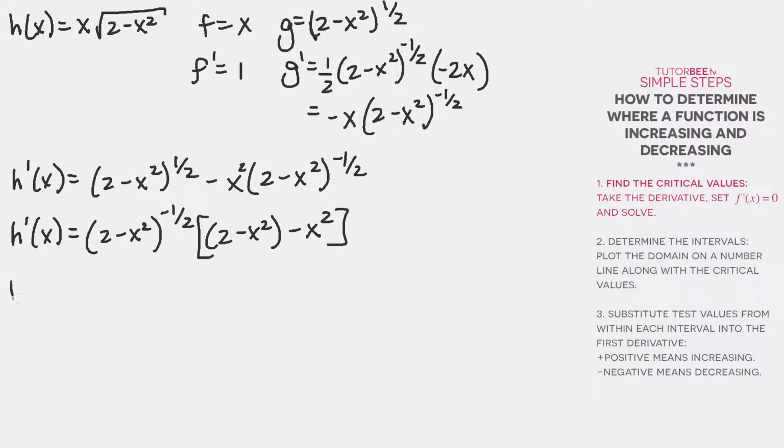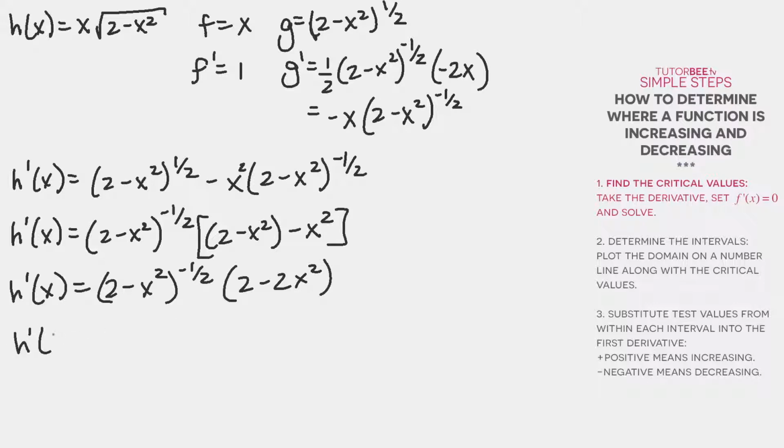Now we can clean up on the inside, and we get 2 minus x squared to the negative 1 half still, and on the inside you get 2 minus 2x squared. I can continue to common factor a negative 2, and I'll be left with an x squared minus 1. Now I will move the 2 minus x squared to the bottom, so that becomes the square root of 2 minus x squared. So there's my first derivative, which I now set equal to 0 and solve.